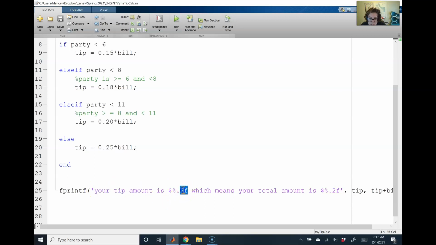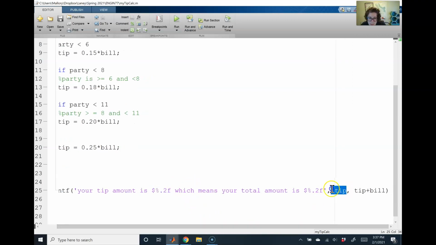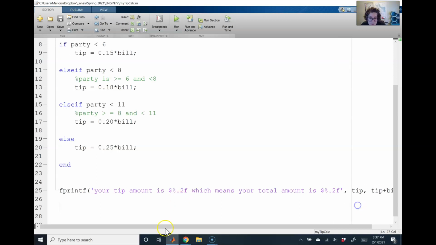So your tip amount is this %.2f, which means put a number here that has two digits behind the decimal point, and that number is going to be this first variable here. Here we're going to put a different number, and it's going to be this number here.